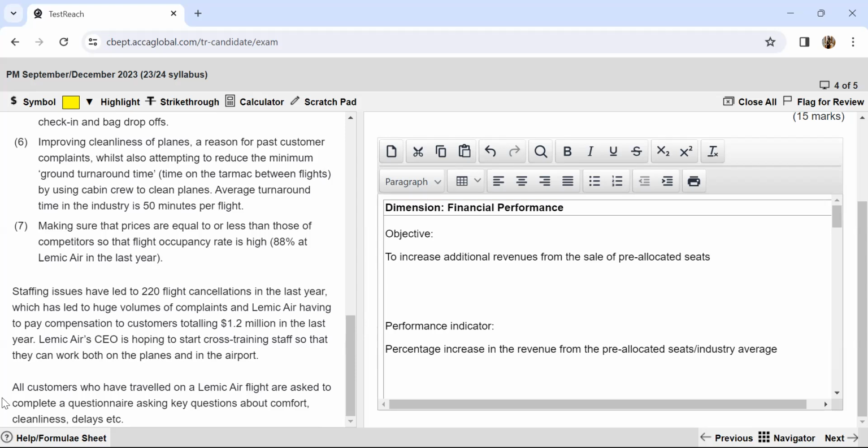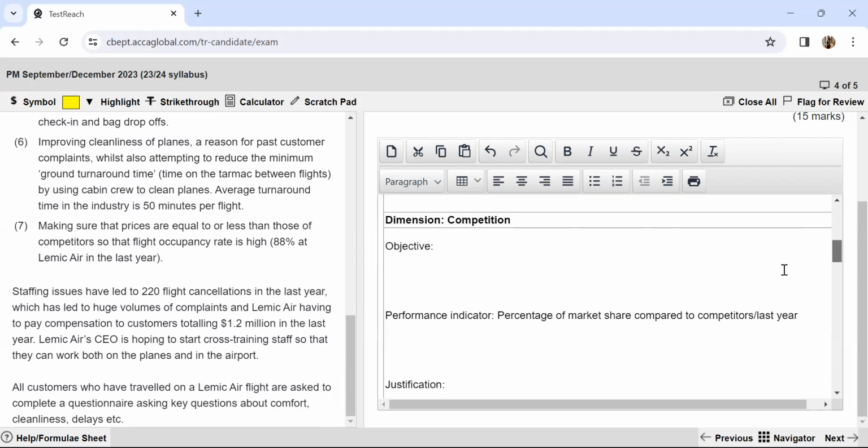So this is a good thing that they're doing. They're collecting customer feedback so that they know where they are going wrong and they can improve on those areas. Now we are done with the financial performance dimension. Let's move on to the next one.